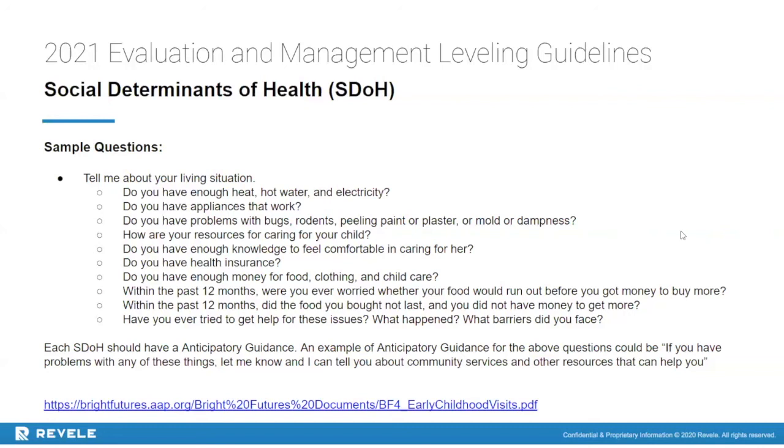Each social determinant of health should have an anticipatory guidance. An example of an anticipatory guidance for the above questions could be, if you have problems with any of these things, let me know, and I can tell you about community services and other resources that can help you.